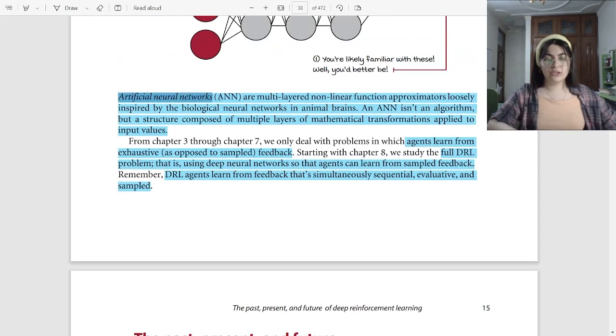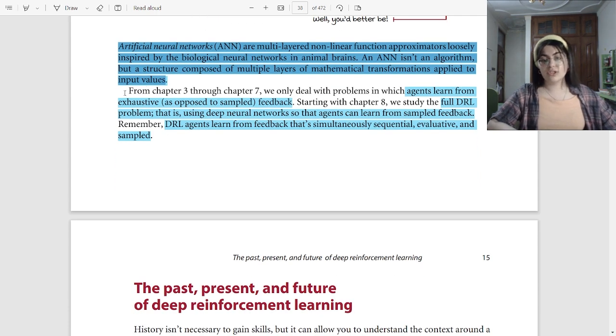And then it says artificial neural networks are multi-layered nonlinear function approximations, loosely inspired by the biological neural networks in animal brains. An ANN isn't an algorithm, but a structure composed of multiple layers of mathematical transformations applied to input values. It mentions that from chapter 3 to 7, there are only problems with agents learning from exhaustive as opposed to sampled feedback. And from chapter 8, we start the DRL, so the agents will learn from sampled feedback, and we'll use neural networks then.